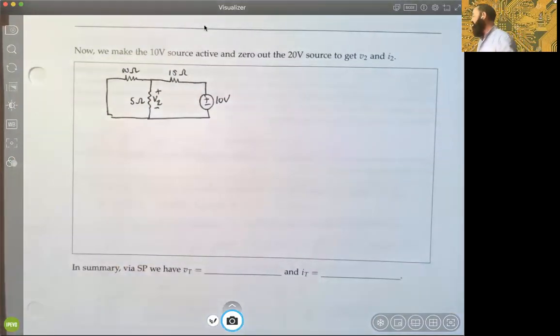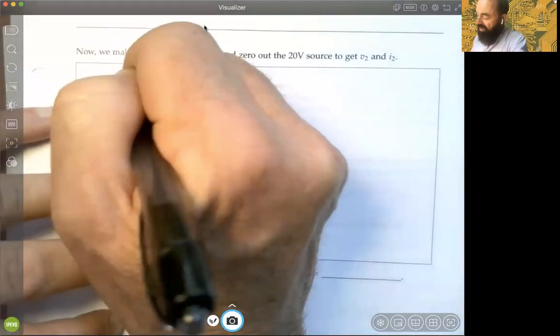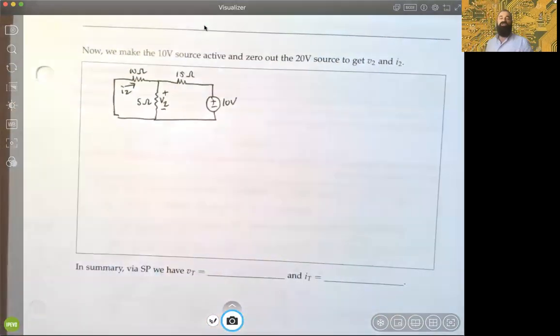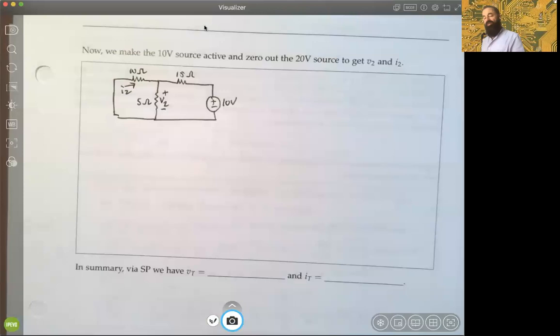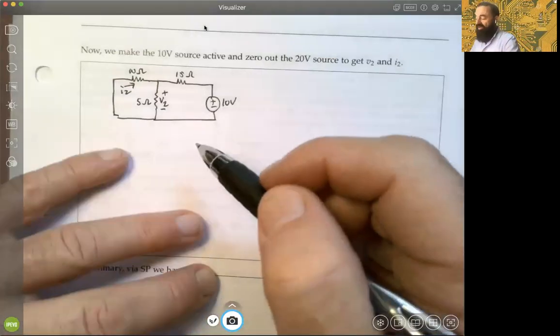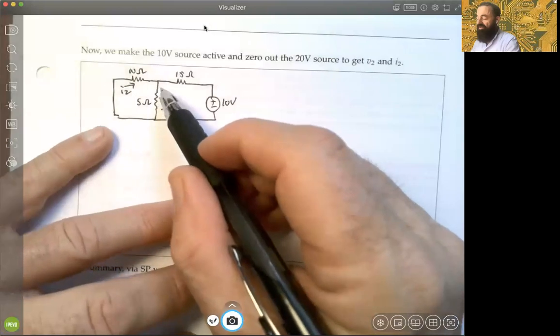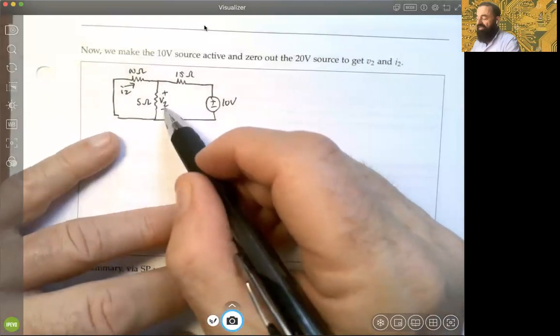Now we'll call that V2, right? And we'll call the current through that resistance I2. So we just changed the subscripts, right? So we just created a simpler problem, just like we did before, and we just now solved this for those two components, right? Again, what can we do to make this a little bit easier to get that voltage?